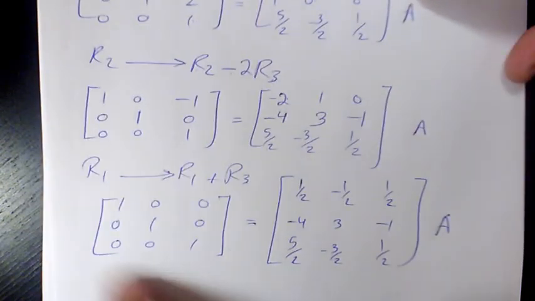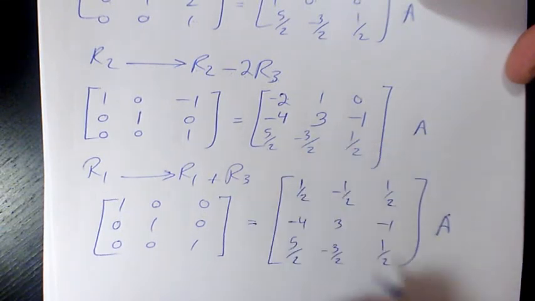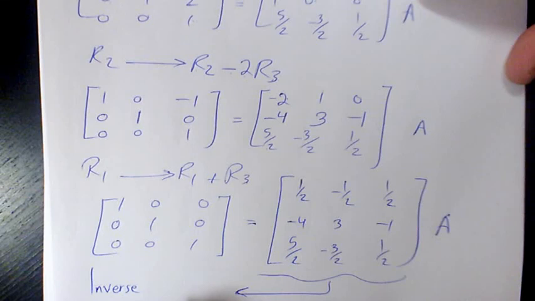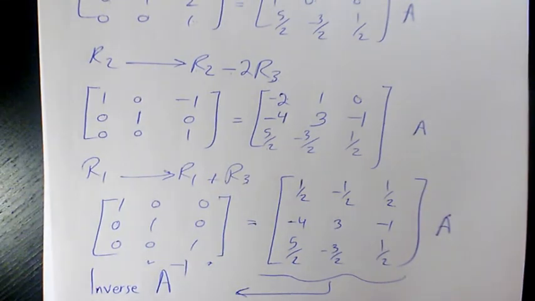So since this one is identity now, this matrix is the inverse matrix, or that's A to the power of negative 1. That's the inverse of A.